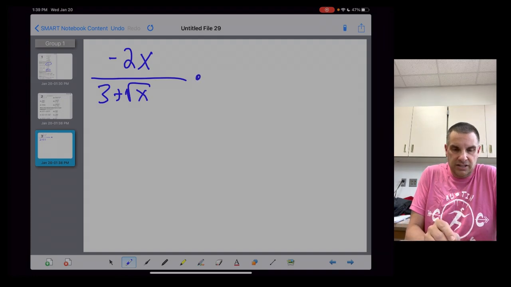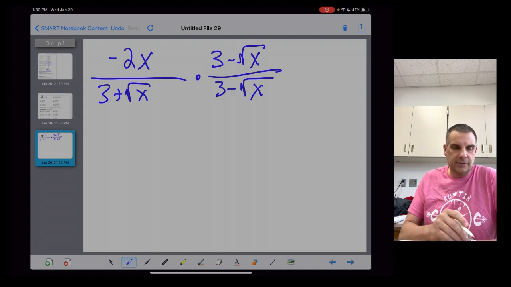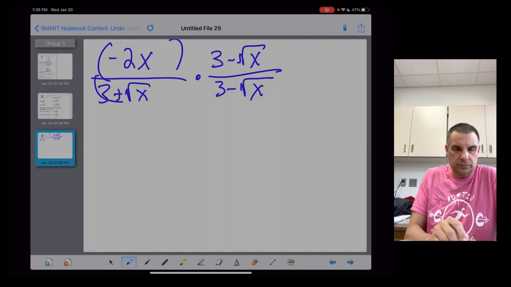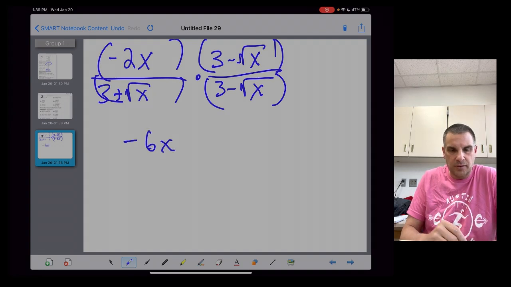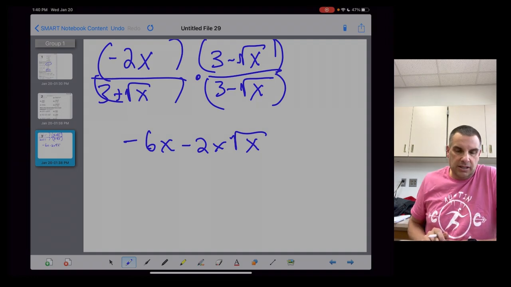The conjugate to this is 3 minus the square root of x. 3 minus the square root of x. Remember to put parentheses around everything so you multiply them. So 3 times negative 2x is negative 6x. The square root of x times negative 2x is negative 2x times the square root of x. Can't multiply those. Can't combine them.